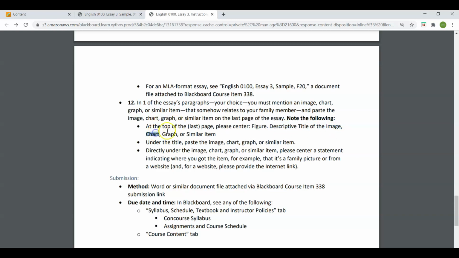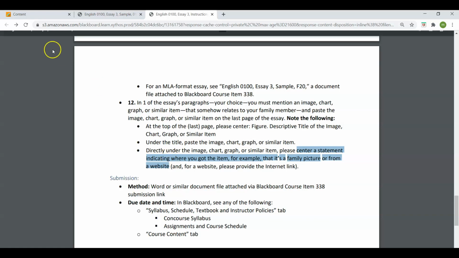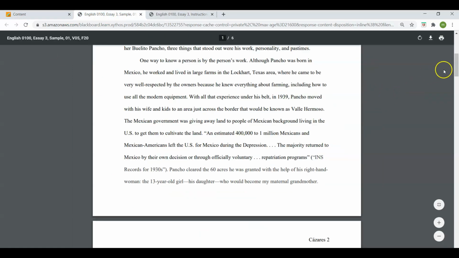And it could be an image, chart, graph, or similar item. The easiest thing to do is a photo. Under the title, paste the image, chart, graph, or similar item, most likely a photo. And then directly under the image, chart, or graph, or similar item, please center a statement indicating where you got the item. For example, that it's a family picture, or maybe the www, right, if it's a website, where you got it from. Or basically explain where it is. All right, so you've already seen it, and I'll show it to you again.